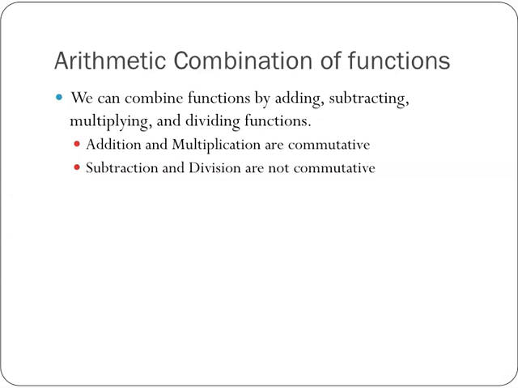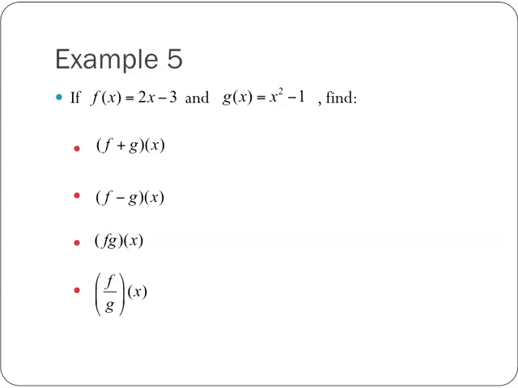Let's take a look at example 5. If f of x equals 2x minus 3 and g of x equals x squared minus 1, find the following. Now for this notation, just so you are aware, this f plus g and then parentheses x parentheses, this does not mean you are multiplying by x. This just means that both f and g are functions in terms of x. You can think of it as a shorter way of writing it. Instead of writing f of x plus g of x, you only have to write the of x once.